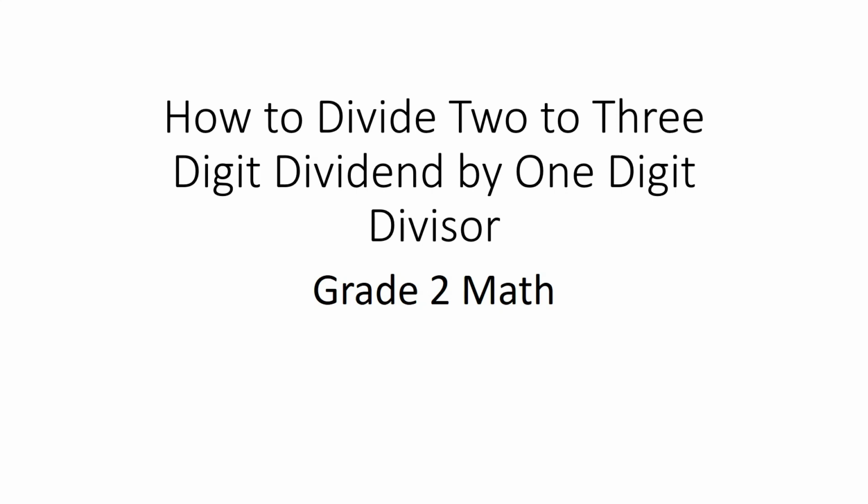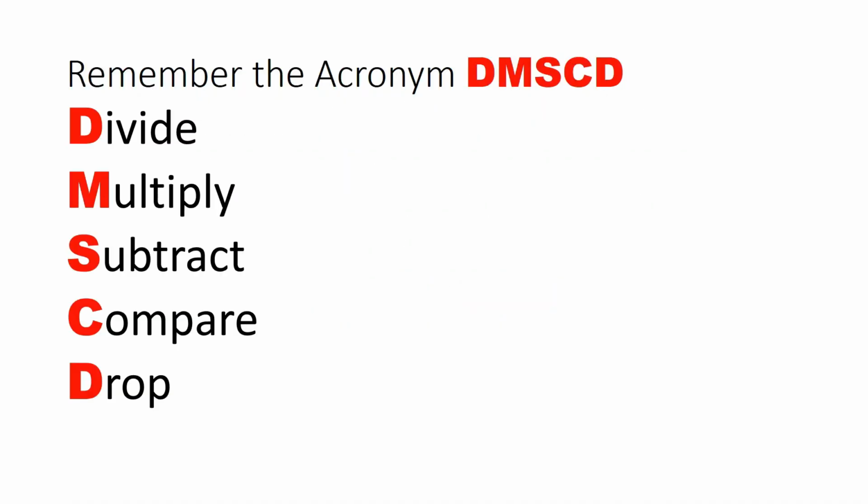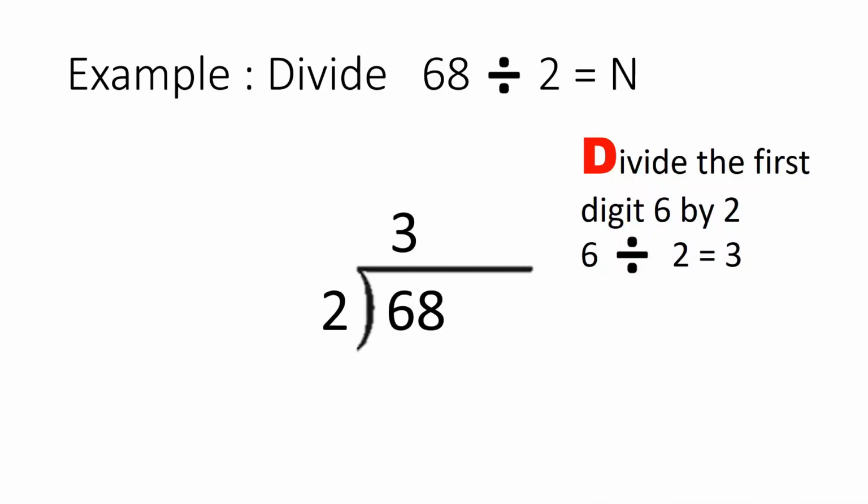How to divide 2 to 3 digit dividend by 1 digit divisor. Remember the acronym DMSCD. D for divide, M for multiply, S for subtract, C for compare, and D for drop. Example, divide 68 divided by 2 equals N.